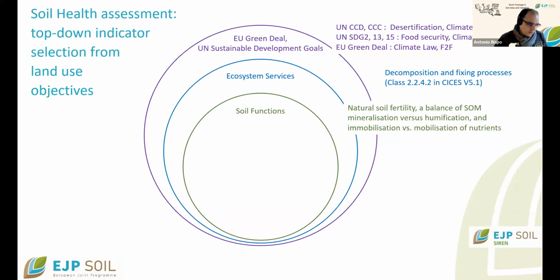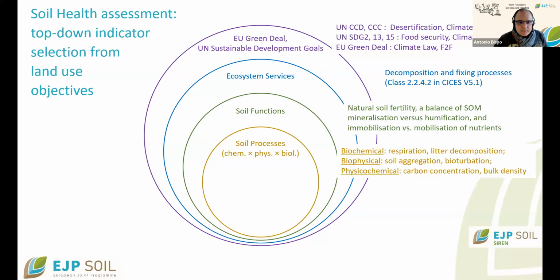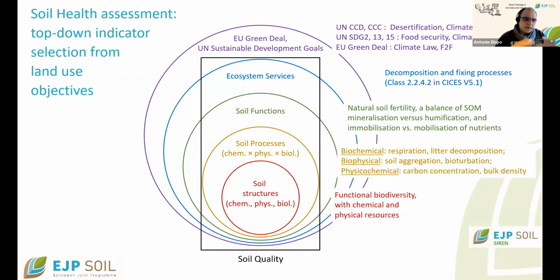And then you look at the soil functions that are supporting those ecosystem services. And here it's natural soil fertility and balance of soil organic matter mineralization versus humification. And then what are the soil processes behind? And based on that, you can choose several indicators, biochemical, biophysical, or physicochemical indicators that will support, in fact, the functions, services, and finally also the policies. And again, this is how we define soil quality, integrating those different aspects.